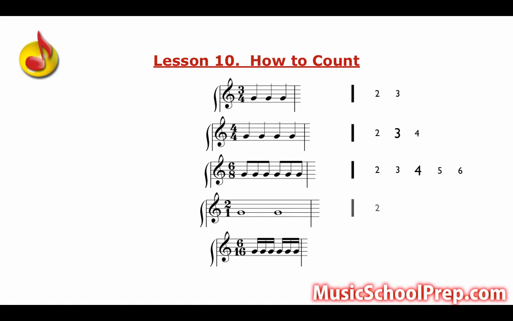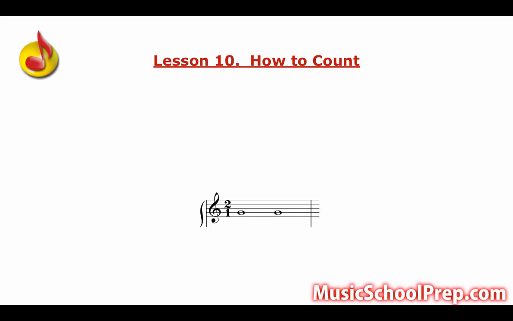2/1 timing is very easy. 1, 2, 1, 2. And lastly, 6/16 is counted just like 6/8. Since the grouping is the same, it will be counted like this. 1, 2, 3, 4, 5, 6. 1, 2, 3, 4, 5, 6. Counting can be easy when we only have to count in whole numbers, like 1, 2, 1, 2. That's how we would count this one.